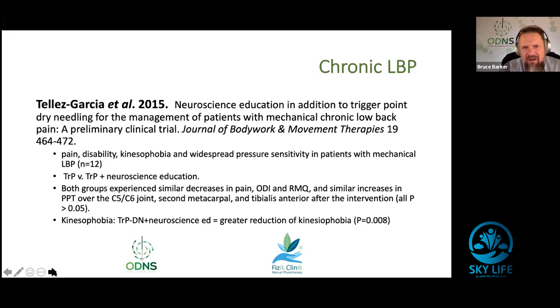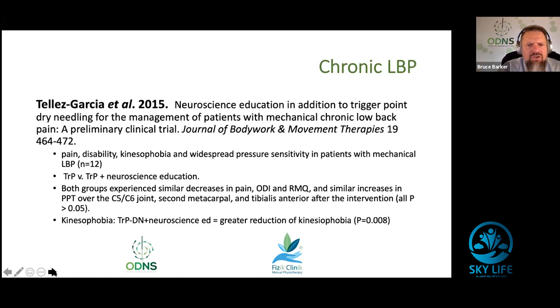How about chronic low back pain? Yeah, good evidence here as well. Teles García, this is one of those cool papers that joins up different parts of physiotherapy. We talked about the brain people and the tissue-based people. This paper represents a coming together of those two, because the research question here was, if we add neuroscience education to our patients with low back pain, does it make a difference to them?